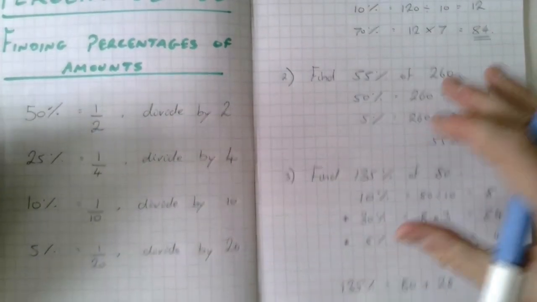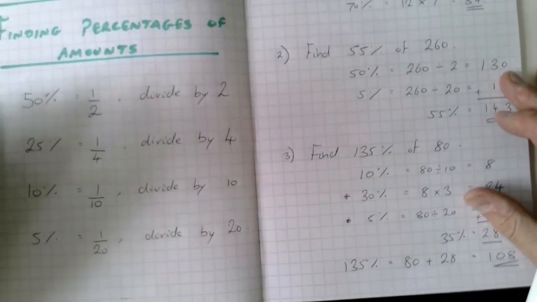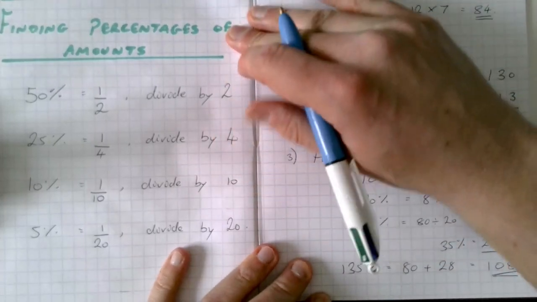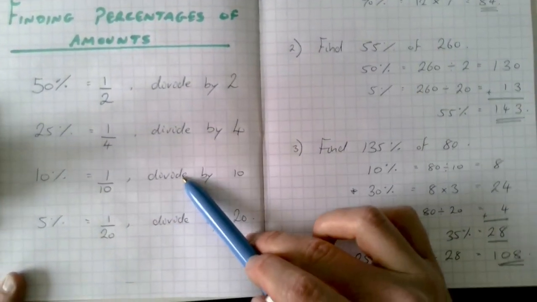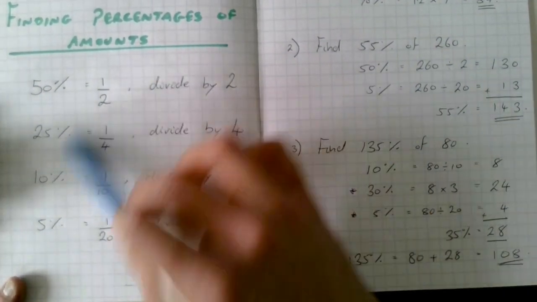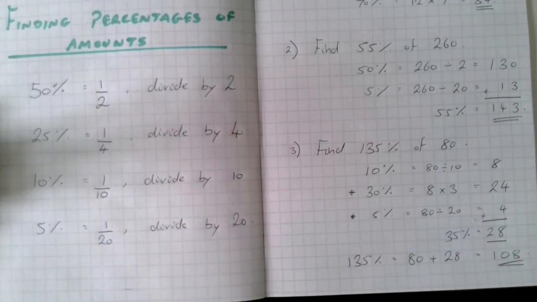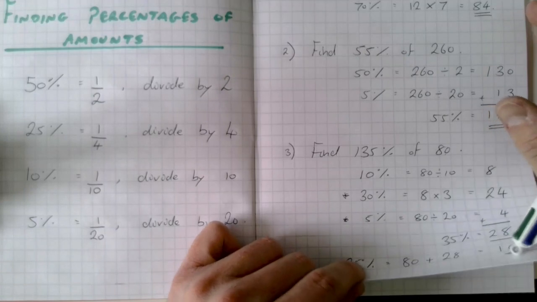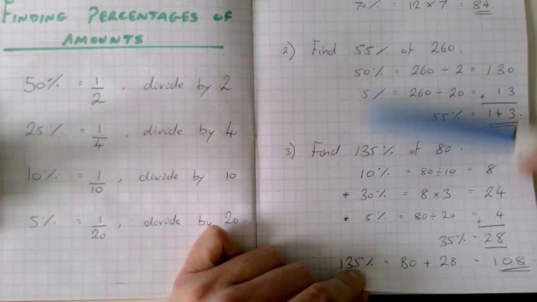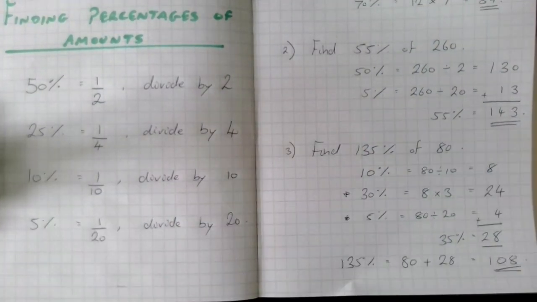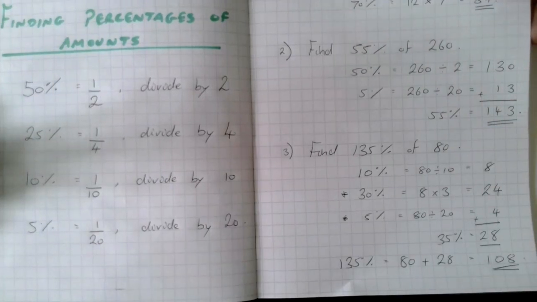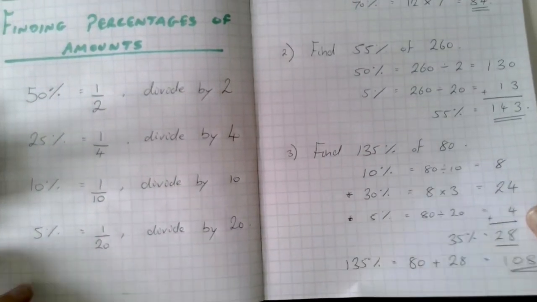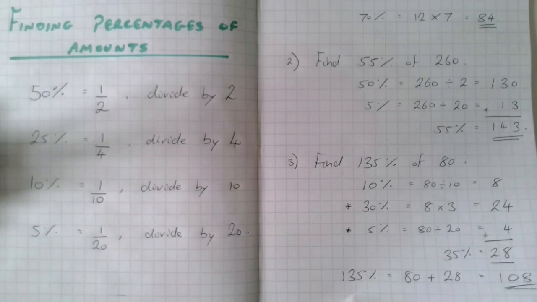So these are three non-calculator examples of how to find a percentage using these four important ones on the left hand side here: 50%, 25%, 10% and 5%. Now section A of your worksheet is non-calculator work, so questions like this. If you want to have a go at that now, I'll give you a chance to pause the video. Otherwise, I'm going to move on to some calculator examples.